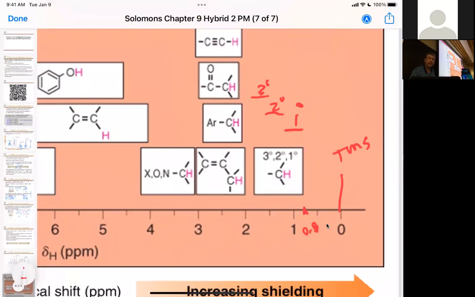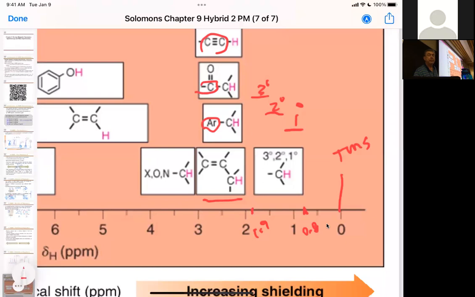Right here. And your secondaries can go all the way up to almost 2, about 1.9. Okay. So that's just hydrocarbons, right? But now if you're 3 bonds away from a double bond, these are sp2 hybridized carbons. They have more s character. They are electron withdrawing comparatively to the sp3 hybridized. So they're shifted down again. And that's also true for an aromatic ring or a carbonyl or an alkyne.